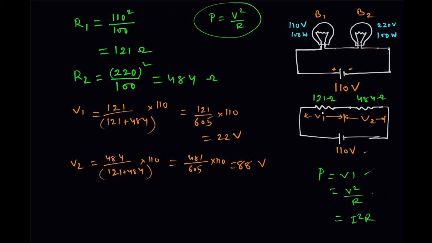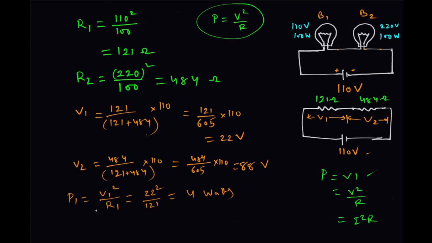Now we can calculate the power consumed in these two resistances. Let in bulb 1 it be P1, so P1 is equal to V1 square divided by R1. We will not use the formula VI, and we will use this formula. Let us see, this is 22 square divided by R1. R1 is 121. Let us find out this value. That we get four watts. Let us find out P2.